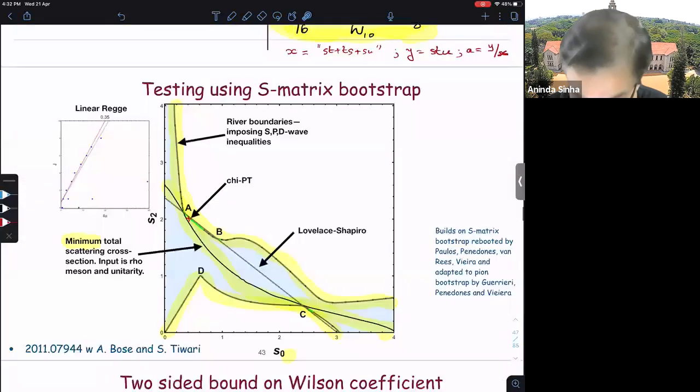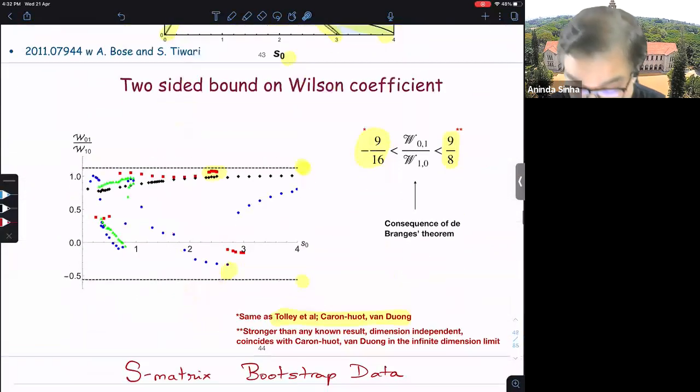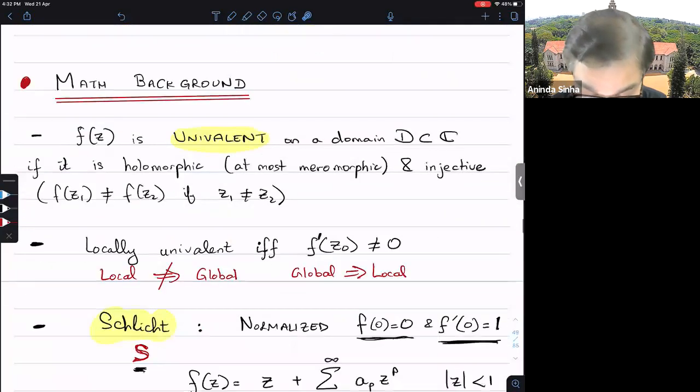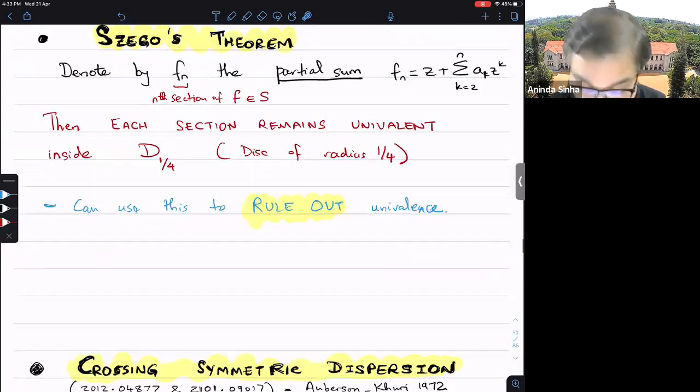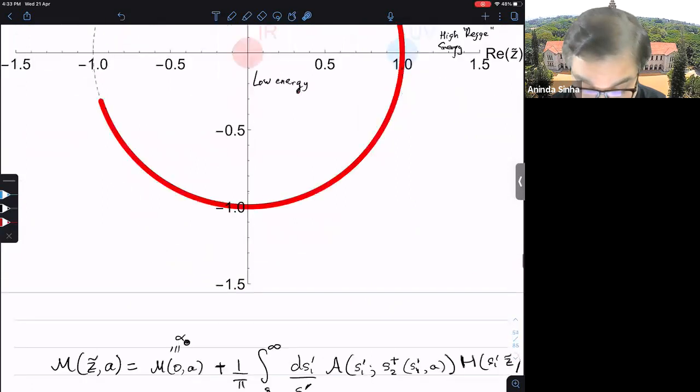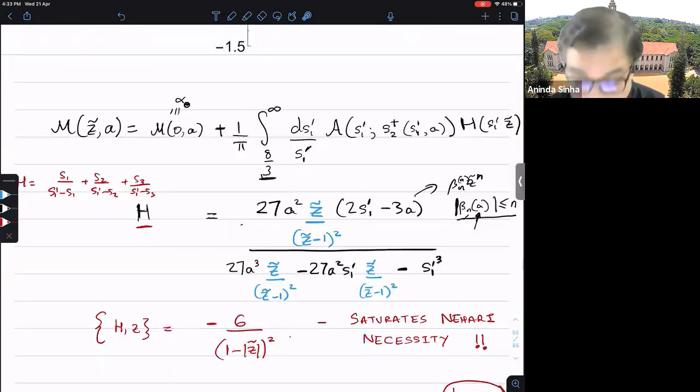It's a great question. Let me break your question up into two steps. The first thing is that when I derive the analog of these bounds, the two-sided bounds on the Wilson coefficients using the Bieberbach conjecture, what I was using is the univalence of the kernel. So I did not need to use the univalence of the full amplitude. Your question is at a very important level. You're asking, is the full amplitude univalent for some range of a, say? Exactly. In order to derive these bounds on the Wilson coefficients, I just needed the fact that the kernel, which is a part of the full representation, was univalent.